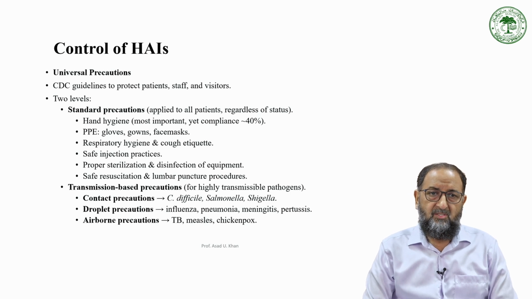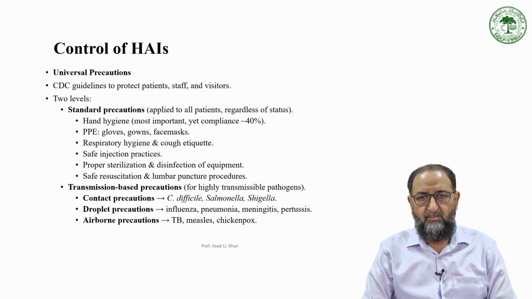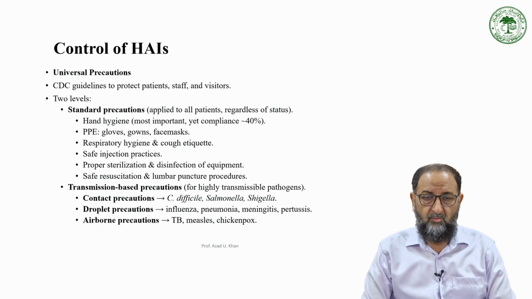There are two levels. One is standard precautions, which apply to all patients regardless of their status. Hand hygiene is the most important, yet compliance is about 40%. If it could be 100% or even 90%, then the majority of the infections can be controlled. And PPE, the gloves, gown, and face masks, should be taken into account while working with the patients in such an environment. Respiratory hygiene, like cough etiquette, is very important.